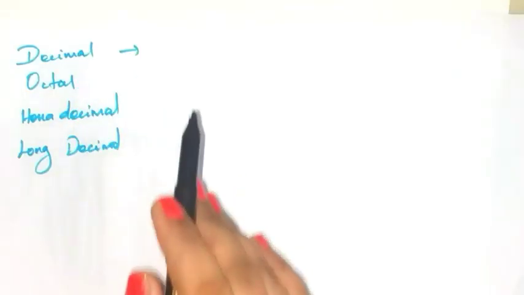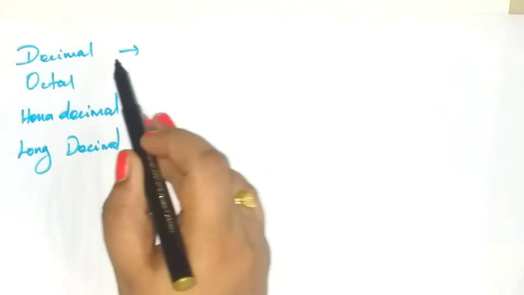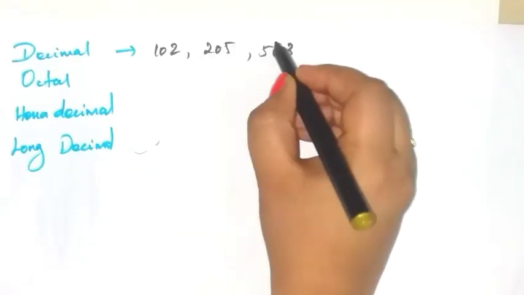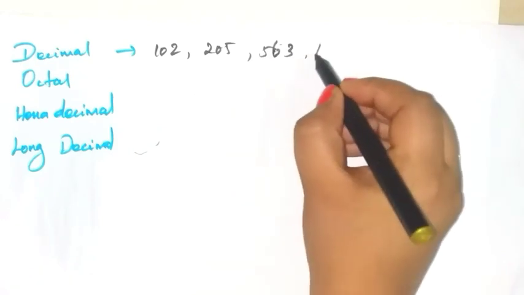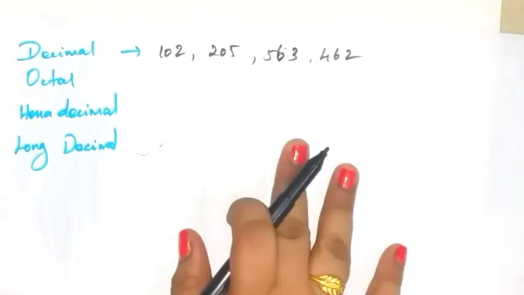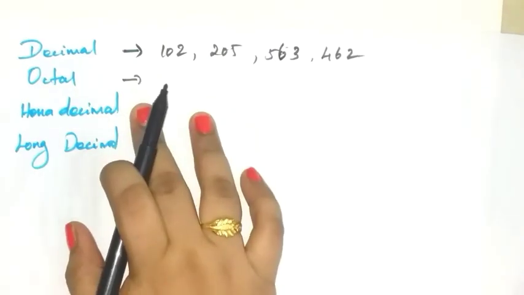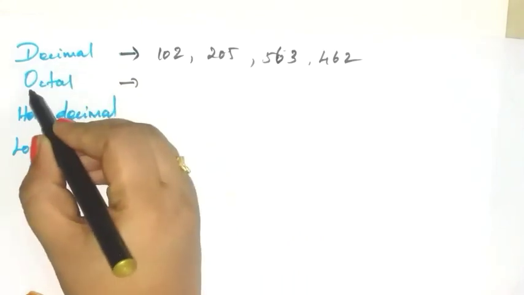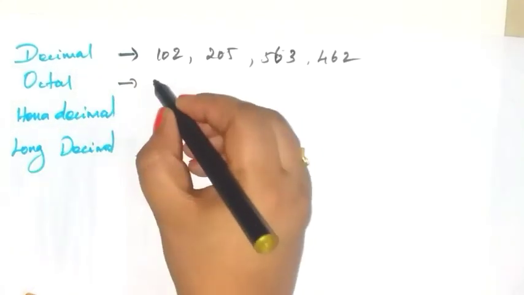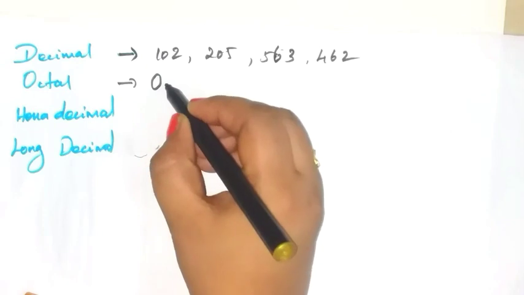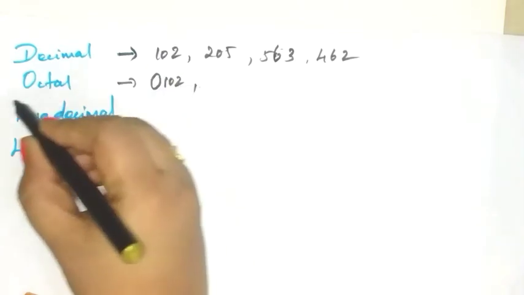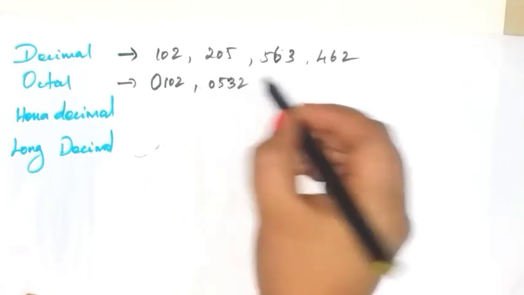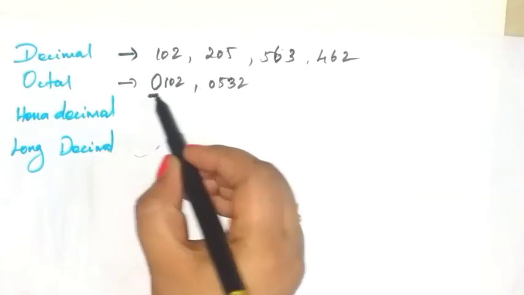Okay, let's see some examples for integer data. Decimal numbers are what? 102, 205, 563 and 462, etc. These numbers are decimal numbers. Next, octal numbers are what? You have to define the octal numbers with the uppercase O or lowercase o. Write O and the digits 102. Otherwise you can also write the small letter o, O 532. You have to declare this O here.